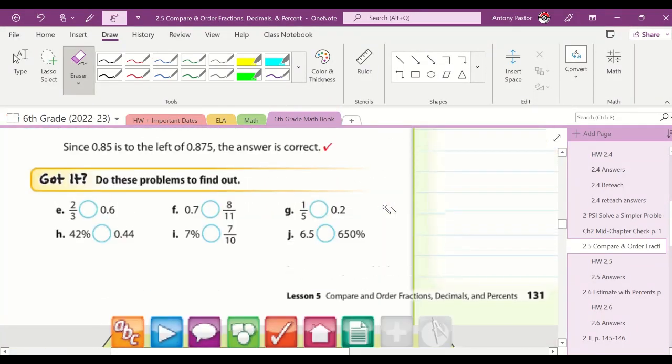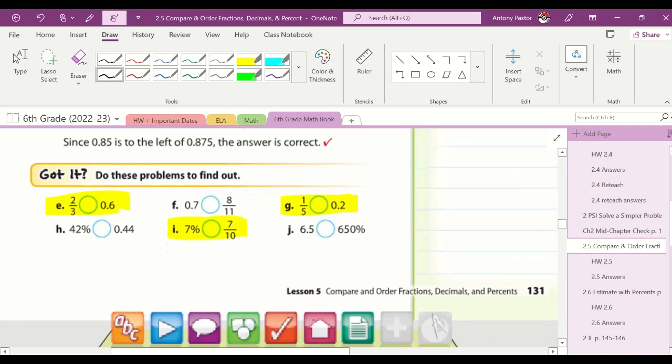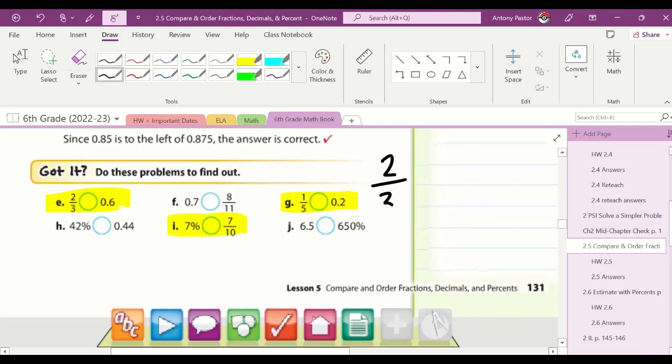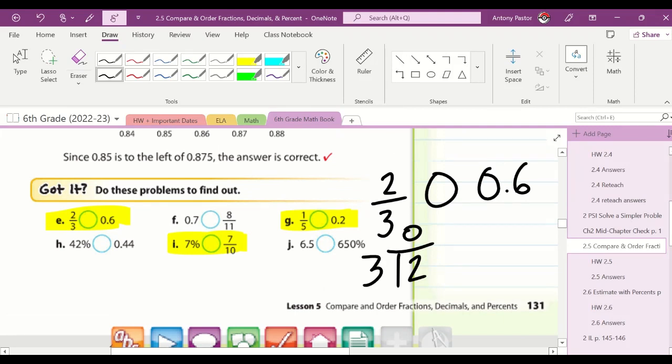Now, we're going to be doing a lot of these comparisons between decimals and fractions. We'll do a few of these. Let's do E, let's do G, and then let's do I. So with E, 2/3 being compared to 0.6. 2 divided by 3 gives me 0. 3 goes into 26 times. That'll be 18. When I subtract, I'll get 2. 3 can't go in it again, and this will be 6, 6, 6, 6, 6 forever.